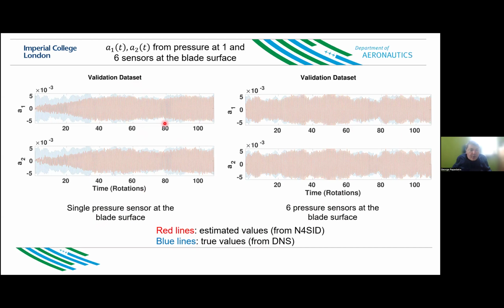You can see that even with 1 pressure sensor, it takes some time for my estimation to get to the DNS, because for the estimation I start from 0. I don't know what to start with, so I start from 0 value at A1 and A2. It takes about 40 rotations to get to the correct amplitude of the true values. If I have 6 sensors, then very quickly I get to the correct values, and I can capture very well the amplitude, the frequency, and the small deviations of the amplitude at various time instants. So it works well with velocity data and pressure data.